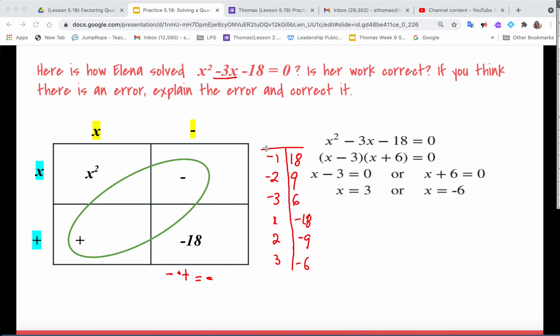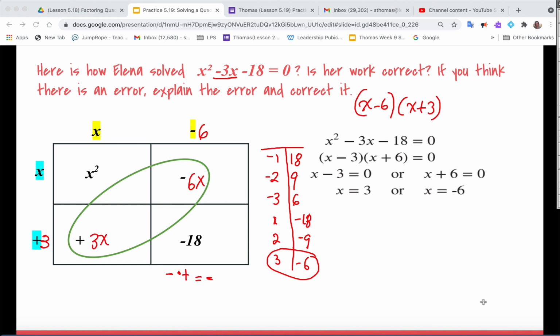So which of these pairs will give me a negative 3 for my result? Not this. I'm going to get positive 17, positive 7, positive 3. Negative 18, negative 7. So the pair that works is negative 6, positive 3. So this is going to be an x minus 6, which means we're going to get negative 6x here. And an x plus 3. So 3x would go here. So her factors were actually x minus 6 and x plus 3.